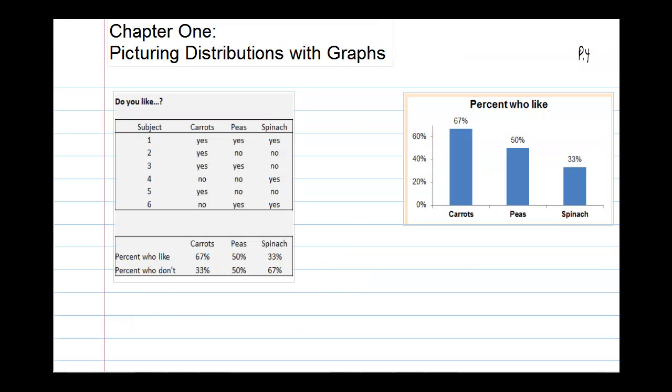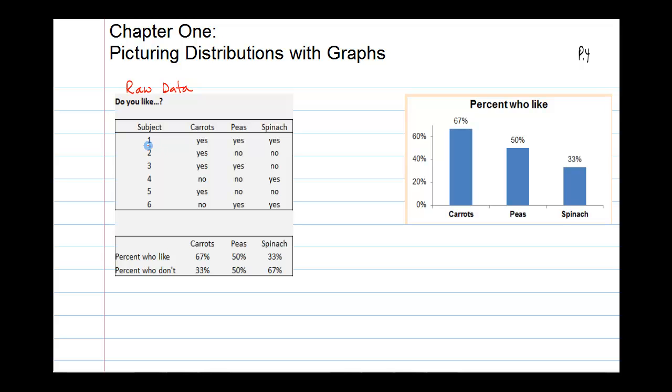For this first example, we're asking subjects whether they like carrots, peas, or spinach. And so each response would be a yes or a no. So this is an example of our raw data. And then we take the raw data and we tally our values, and then we try and produce some sort of a numerical representation graphic for that, like a pie chart or a bar chart. But we have to figure out which one will work here.